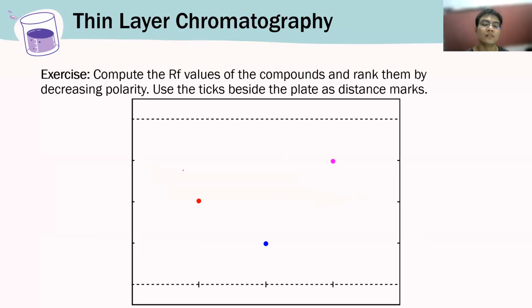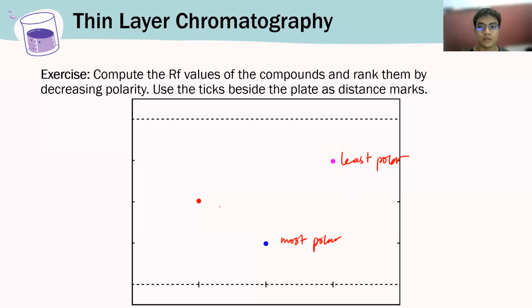For instance, dito, nagawa nyo to sa lecture. So di ko na siya i-compute ha. So for instance, this blue spot here traveled less distance than the pink one. Ibig sabihin, blue is the most polar among the three. And this one is the least polar. Okay? Because it traveled a very long distance.